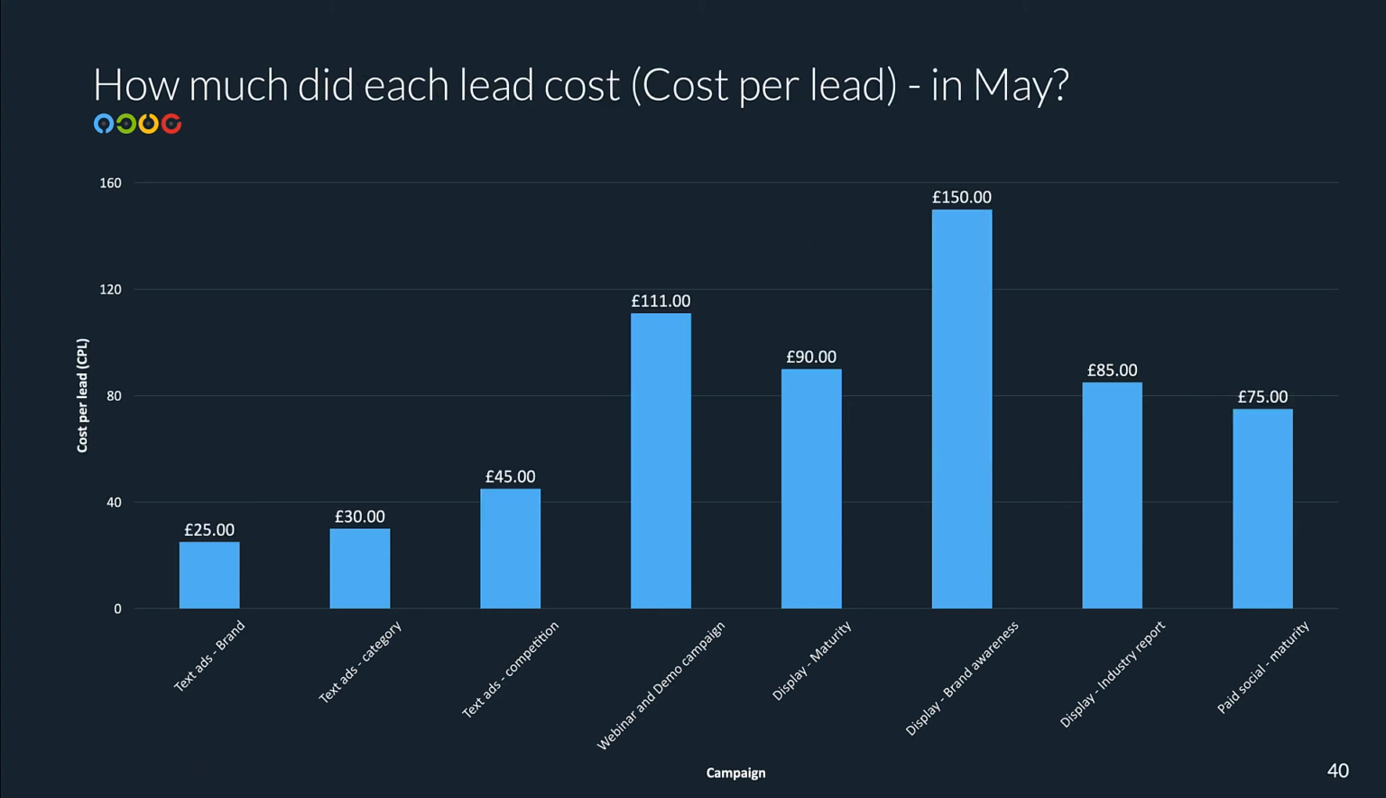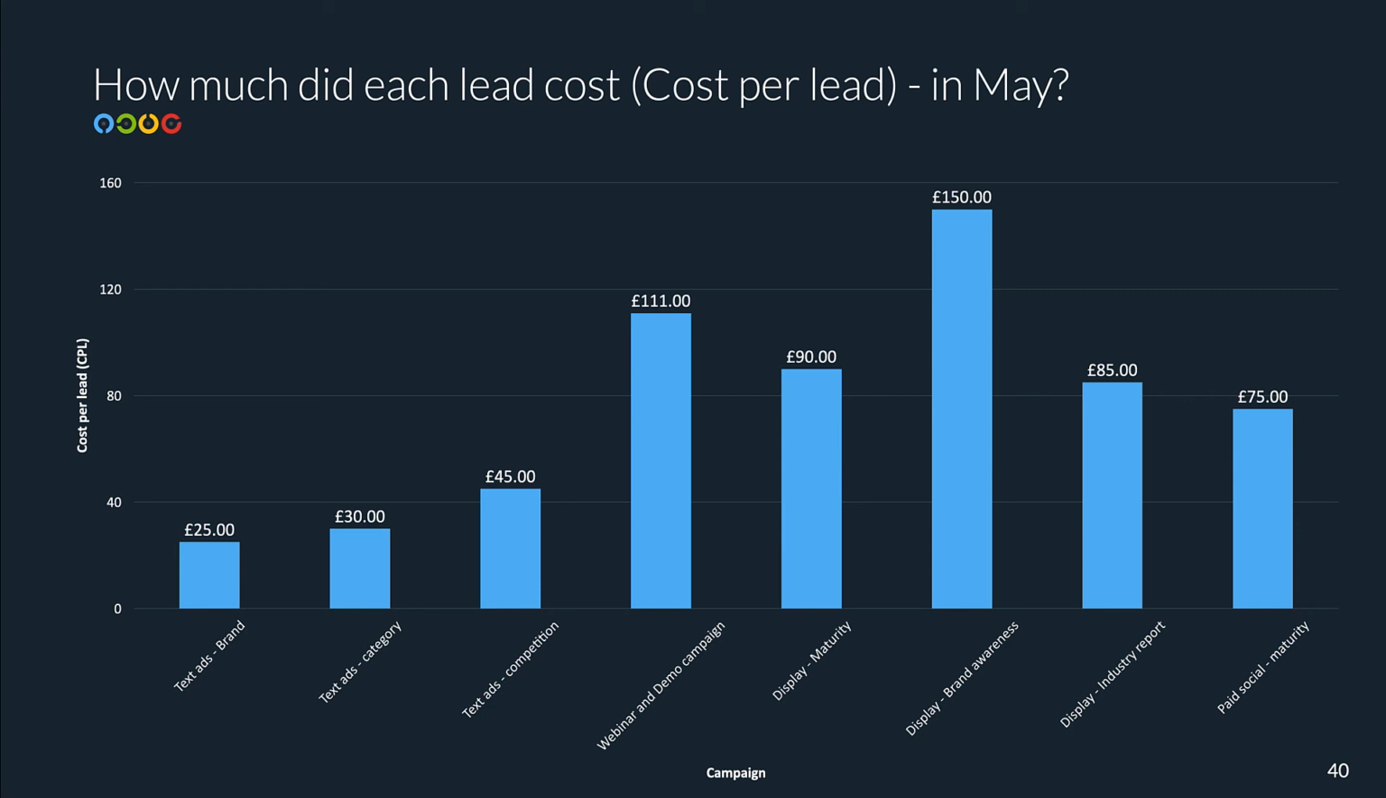Step 5, look at your cost per lead for your paid campaigns. Here we can look at the media cost and divide that by the total number of leads we got. We can see our paid social maturity campaign actually is more effective than our display maturity campaign. In step 4, we could see that more leads were generated on the display maturity. However, the cost per lead is certainly better on the paid social campaign at only £75 a lead.